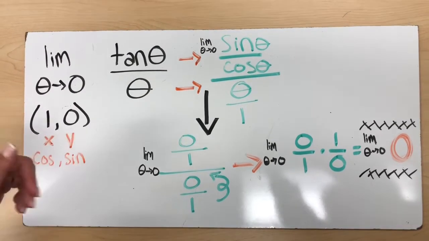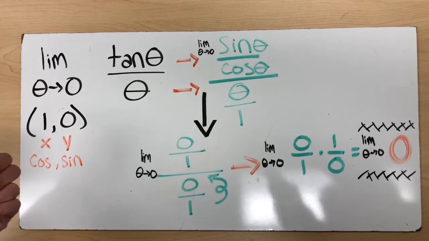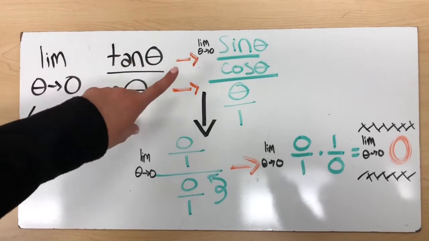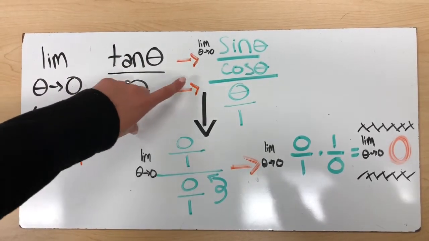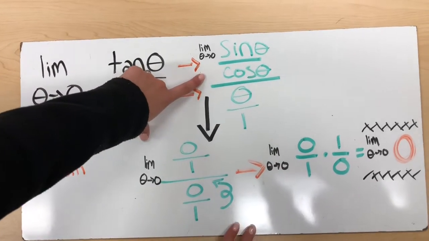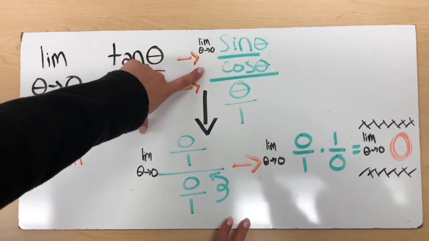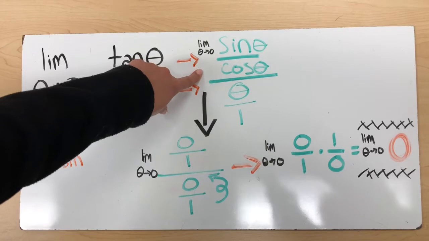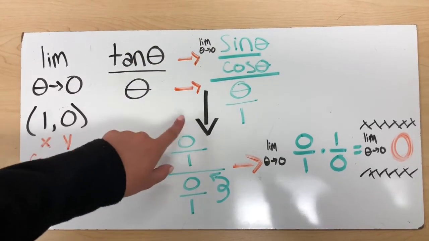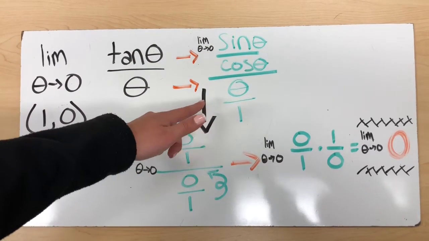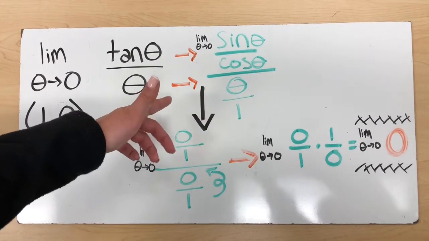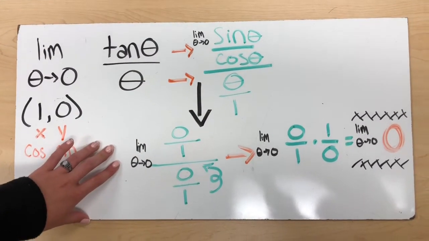So if we go back to those trig identities that we mentioned before, we know that tangent is equal to sine over cosine. So we just rewrote this over here. Limit as theta approaches 0 is sine theta over cosine theta. And then we just brought this theta over and made it theta over 1. That doesn't mean anything. It looks better when we're working with it.